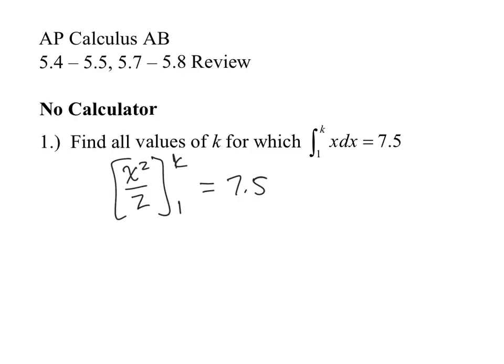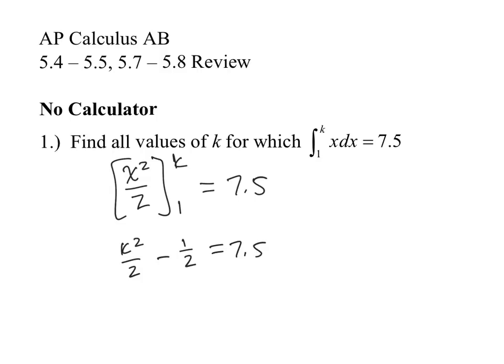So the first thing we're going to do is take k and put it in for x. So that would be k squared over 2. And then minus, now we're going to take 1 and put it in for x. So that would be minus 1/2, and that's all equal to 7.5.